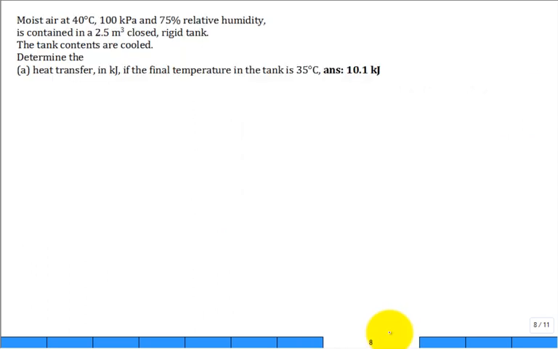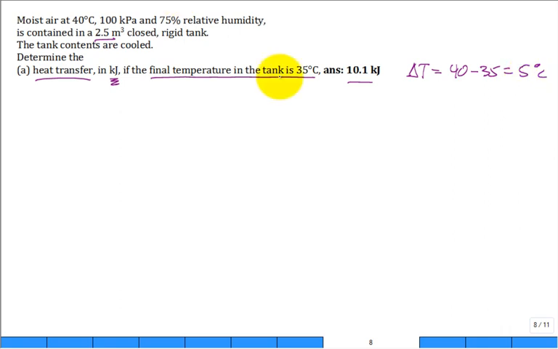Here's a problem. You have moist air at 40 degrees C, 100 kilopascal, 75% relative humidity. It's in a rigid, closed tank, has a volume of 2.5 meter cubed. The contents of the tank are cooled. Determine the heat transfer in kilojoules if the final temperature of the tank is 35. It'll take about 10 kilojoules to cool it. What was the delta T? Well, you went from 40 down to 35. There's a 5 degrees C cooling. That's how much temperature change there is.